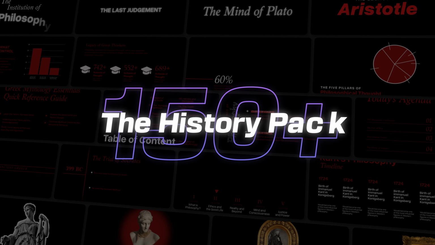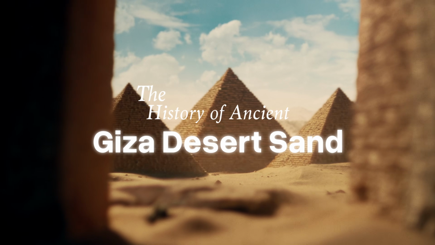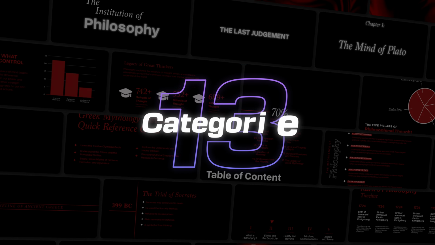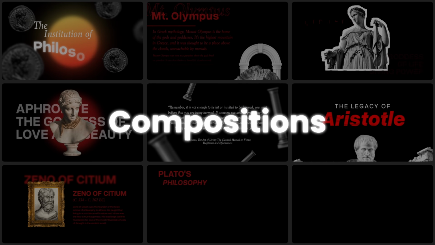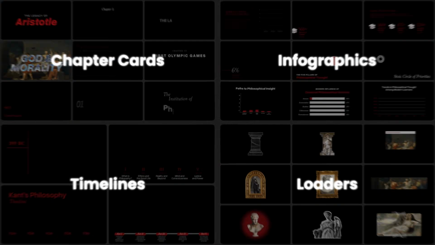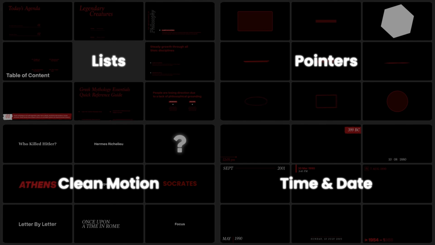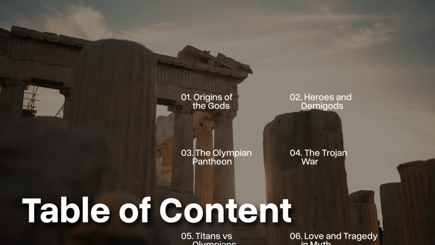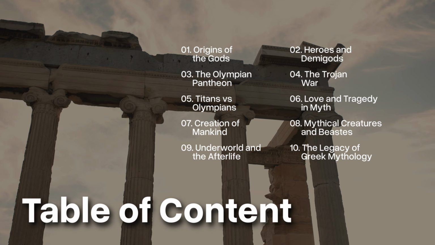Introducing the History Pack, a complete storytelling toolkit designed to bring the past to life and transform the way you share history on screen. With over 150 professionally crafted assets across 13 versatile categories, you'll have everything you need to create engaging timelines, highlight key events, showcase historical figures, and visualize complex ideas with clarity and impact.